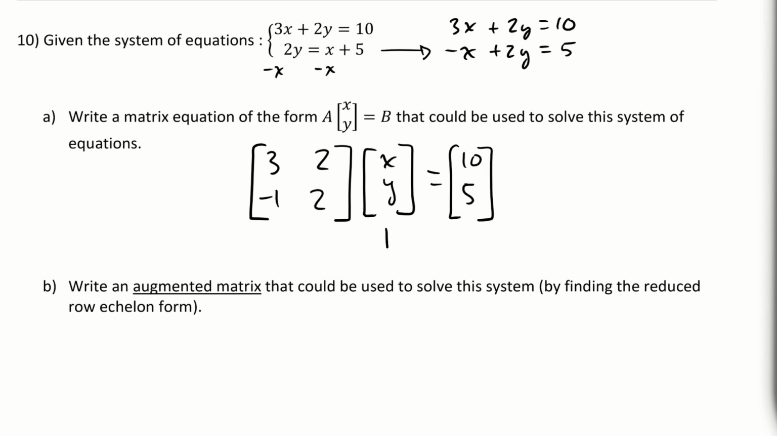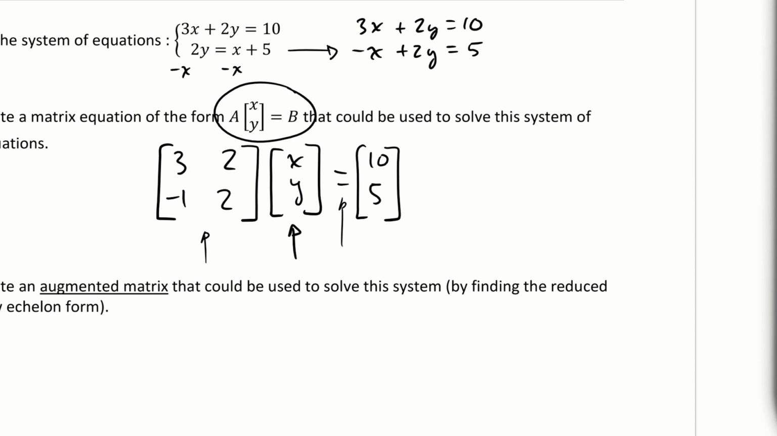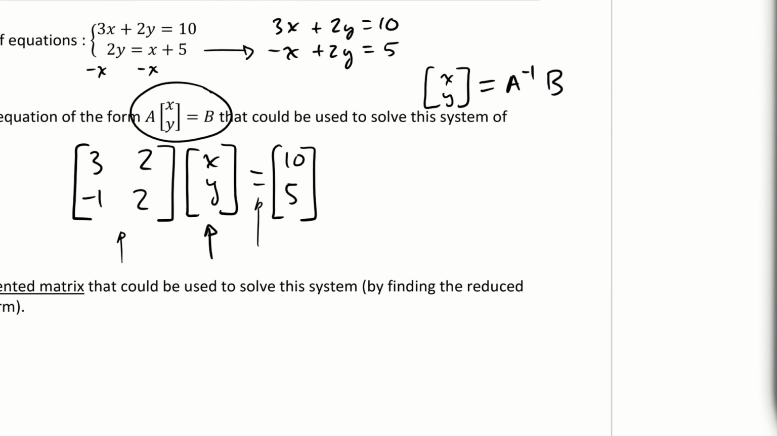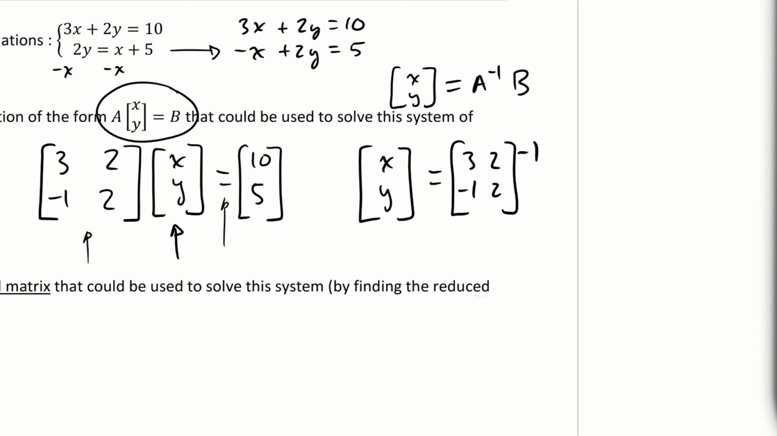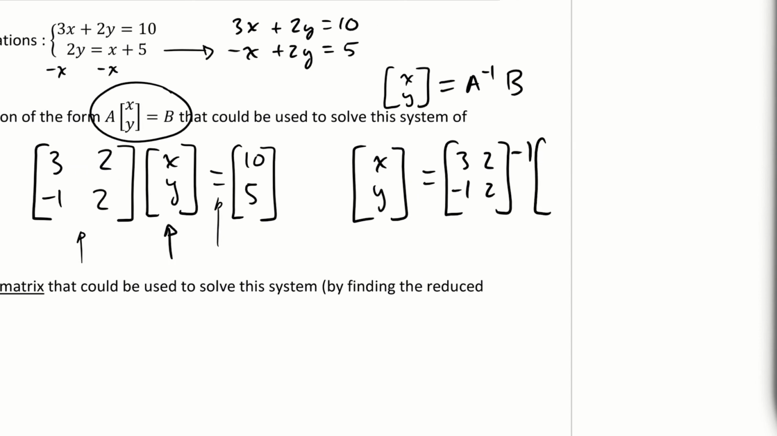Now if I wanted to solve for this, I would have to multiply both sides of this equation by the inverse of this matrix. In other words, to solve this equation, the [x, y] part alone would equal the inverse of A times the matrix B. So if I wanted to write that down symbolically, [x, y] is going to equal the inverse of [3, 2; negative 1, 2], and then times [10, 5].